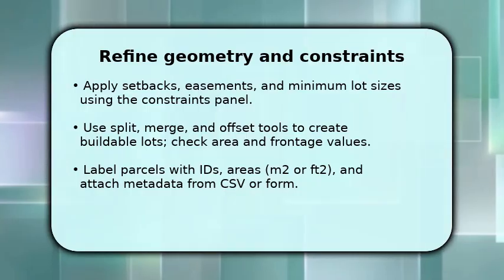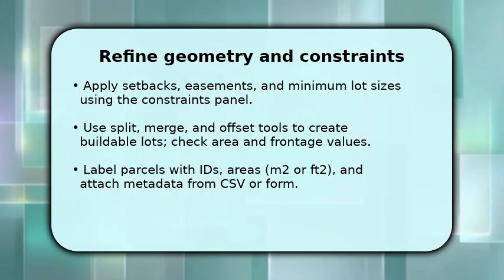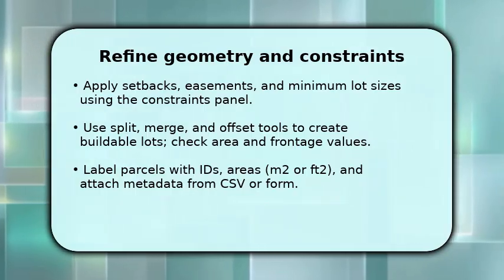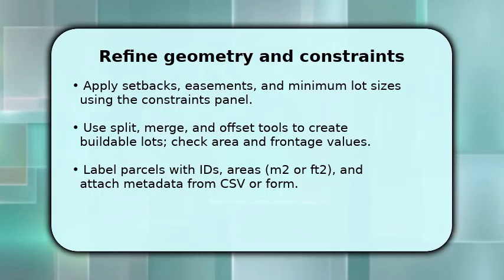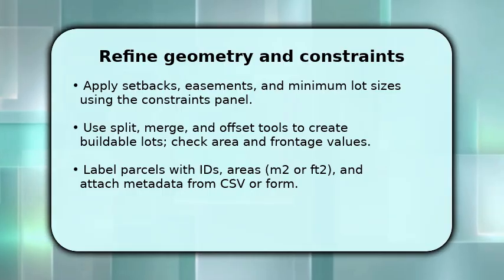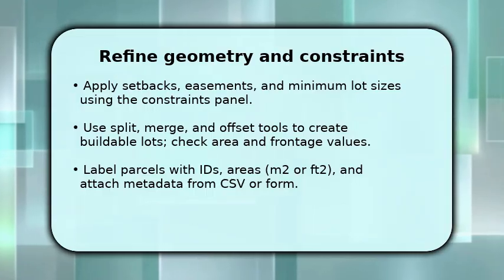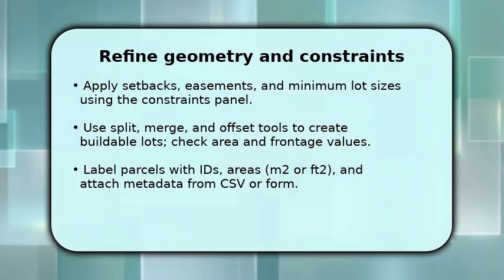You now refine geometry by imposing setbacks and easements so lots meet regulatory constraints. Use the Constraints panel to enter buffer distances and minimum lot sizes. The tool will highlight infeasible parcels. Then perform splits, merges, and offsets to optimize buildable area while watching frontage and area readouts.